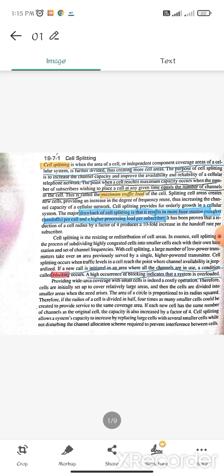That is, cell splitting is the process of subdividing a congested cell into smaller cells, each with its own base station and a corresponding reduction in antenna height. This leads to increasing the capacity.